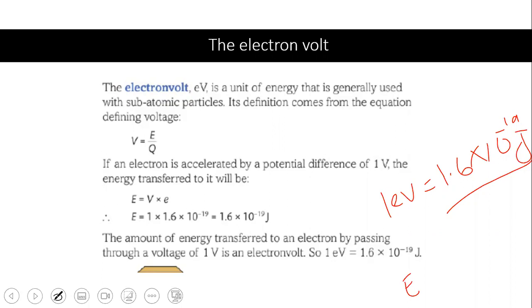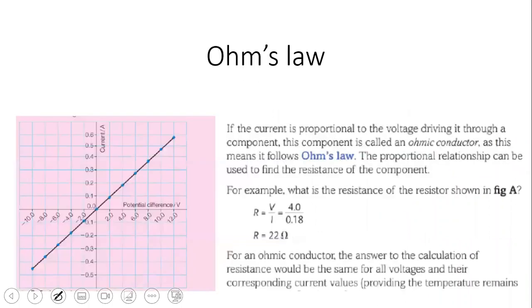So you will calculate the answer in joules, and then you will have to change it into electron volts. So always when you are doing past paper questions, be very careful. They do this quite often, that they will ask you to give the answer in electron volts, or you do the calculations in electron volts and they ask for the answer in joules. So always remember to be very careful in the question and do the conversion properly at the end. Now, let's go over Ohm's law.